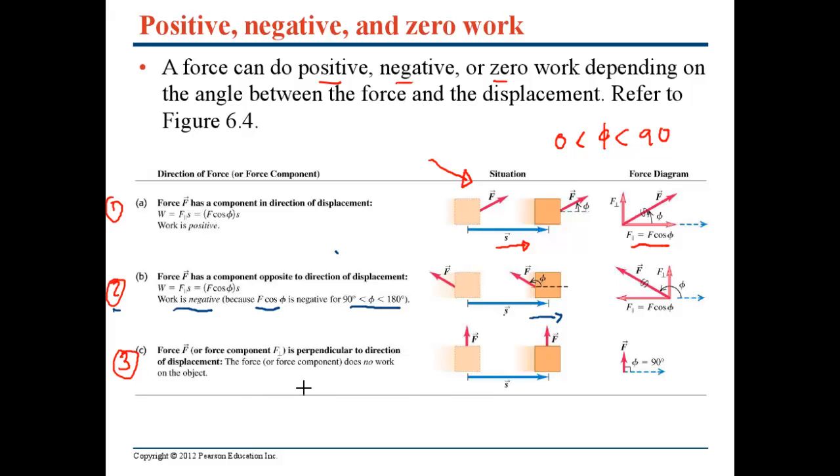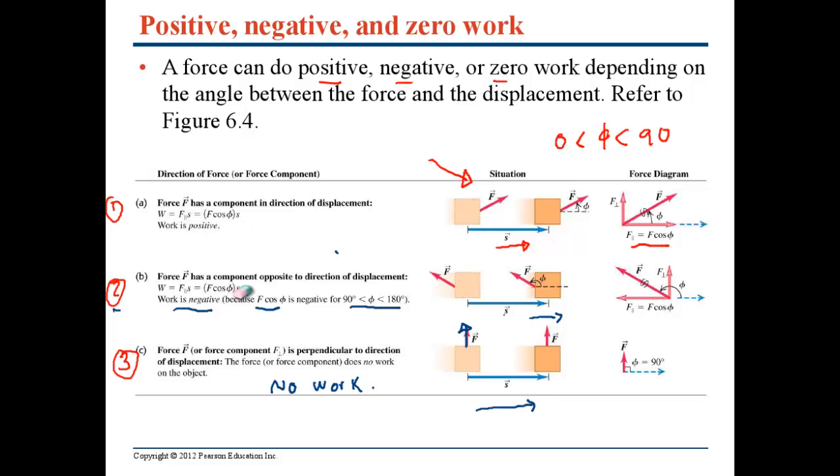The last possible scenario is where the force is 90 degrees from the displacement vector, and we know that the cosine of 90 degrees is going to be equal to 0, and in this particular case, that force will do no work on that box.